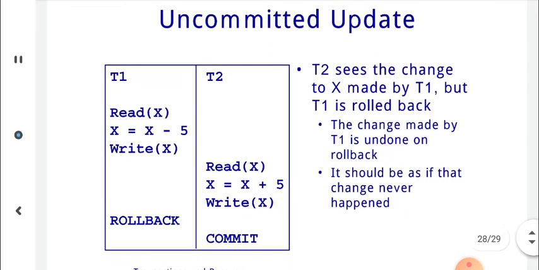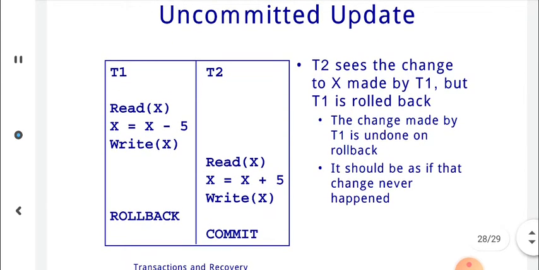Now the uncommitted update. In T1 you read, subtract and write, that's fine. In T2 you read, update and write. When T1 rolls back, you go back to the previous value, but unfortunately T2 has committed. So what happens? An uncommitted update. The rollback is done, but T2 has updated. T2 sees the change to X made by T1, of course, but T1 is rolled back. So the change made by T1 is undone, and it should be as if that change never happened.